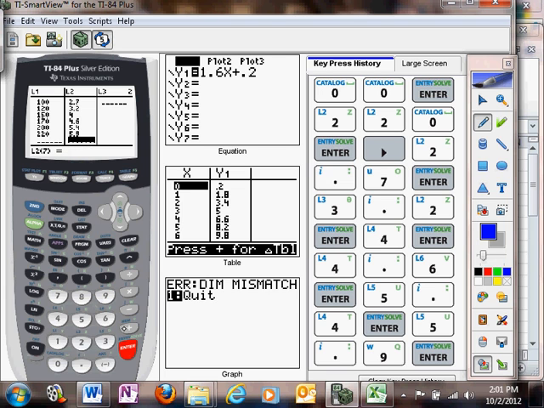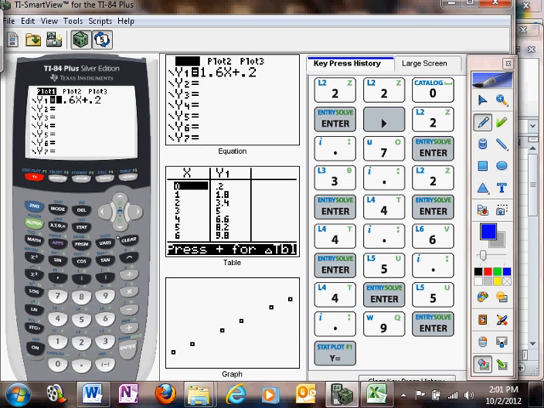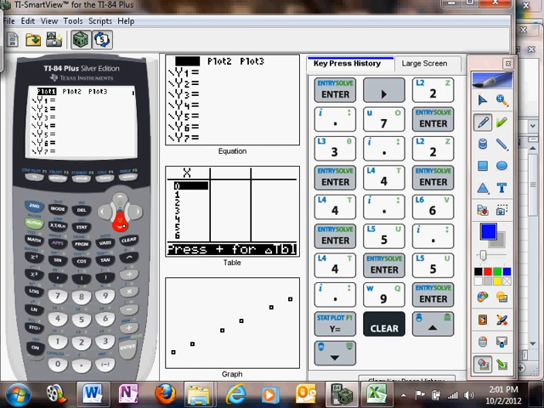Okay, so now that I have my data in, I already set my window up. Now I need to turn on my scatter plot. So I go to Y1, and if I look up here, typically this is already blank, or it's not highlighted rather. I need to go up and make sure that this is highlighted. So I hit enter on it and make sure it's highlighted, and now it's on. And now I can graph it. When I hit graph, there's my data. Those are the points that I just put in right across here.